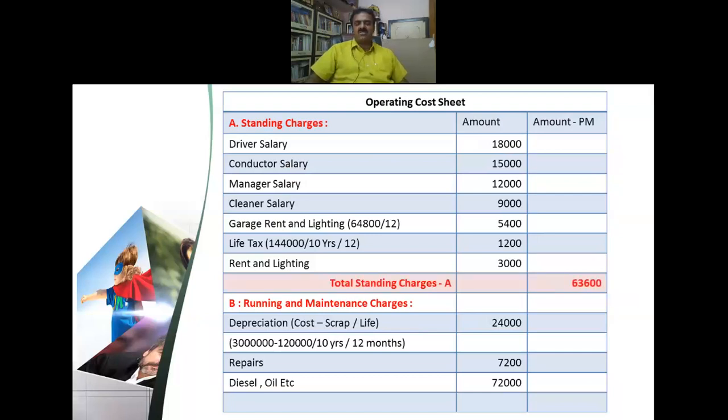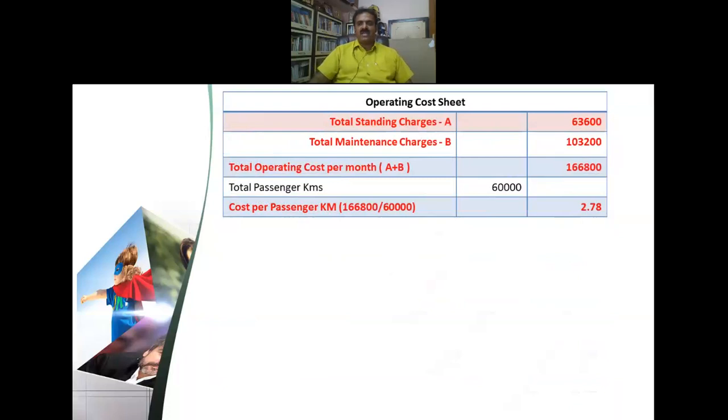Total standing charges are 63,600 rupees. That is to say fixed charges, and total variable charges come to 1,03,200. So both A plus B comes to 1,66,800. That's called total operating cost per month. Operating cost per month comes to 1,66,800. There are two questions where you need to calculate cost per passenger kilometer and calculation of fare.